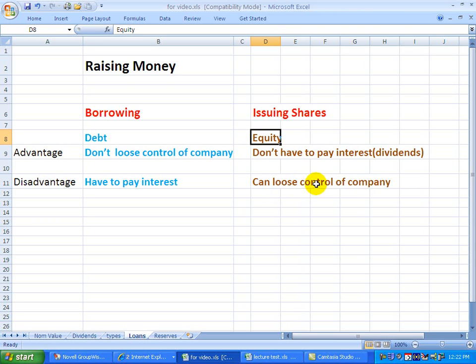The problem, the disadvantage with shares, of course, is you can lose control of the company, because by issuing more shares, you are creating more owners of that company, who can then vote. And by issuing more shares, your share of the company diminishes a bit unless you buy the extra shares. So you can lose control.